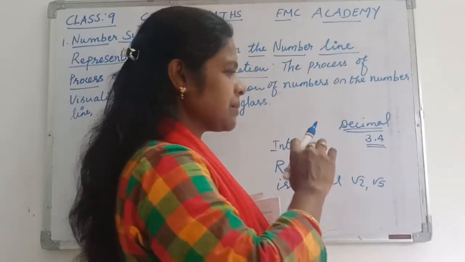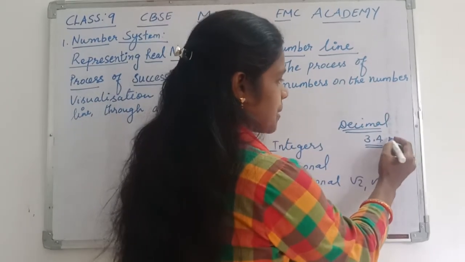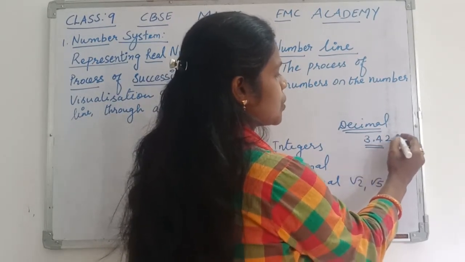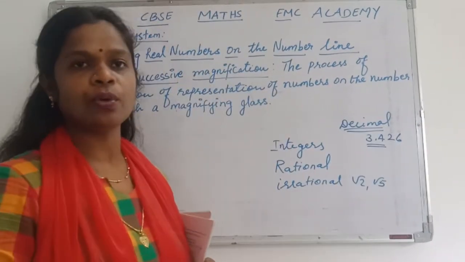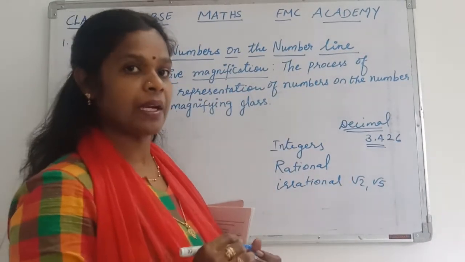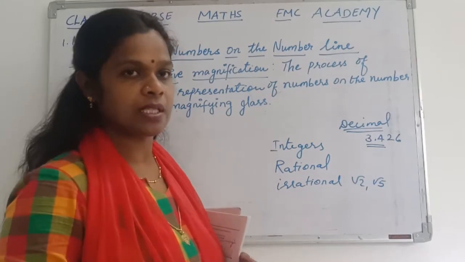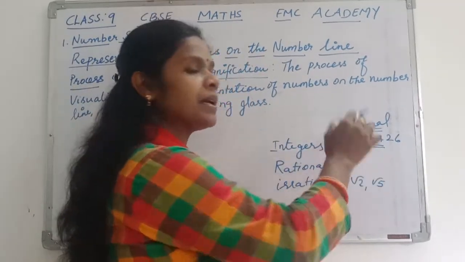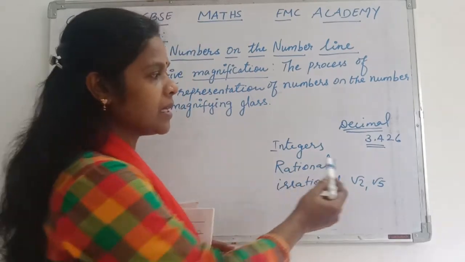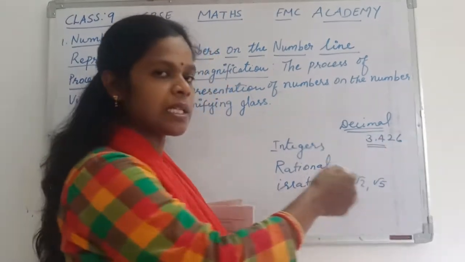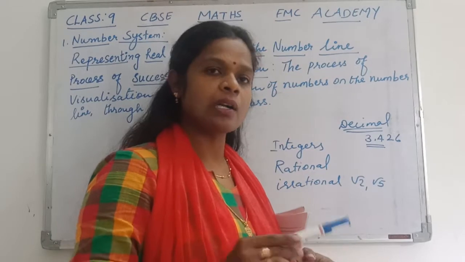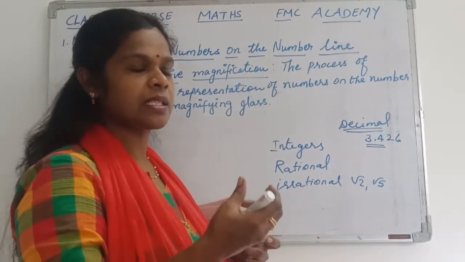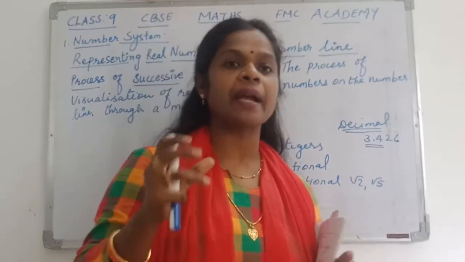Suppose we consider some other type of example. Suppose I am saying 3.426. This way the number is given to you and you have to represent it on the number line. So that's what today we are going to discuss. So how to do it? If it is a single digit after the decimal, you can directly do it. But whenever after the decimal there are 2 digits or 3 digits, even 4 digits also can be done, there we are going to visualize a little bit bigger with the help of a magnifying glass.